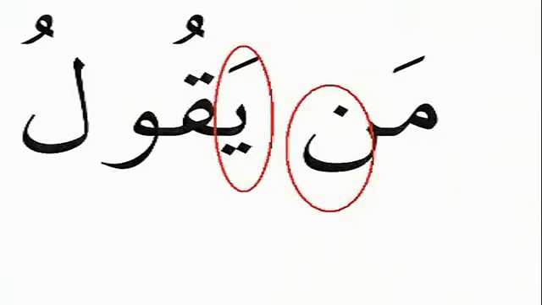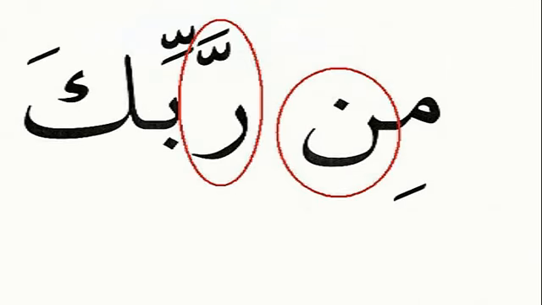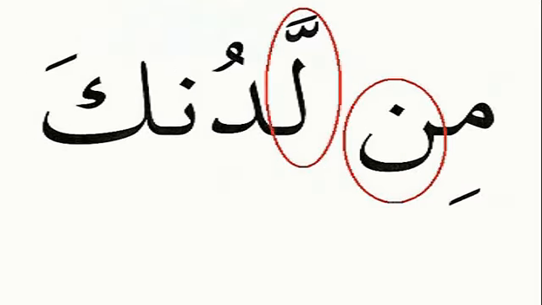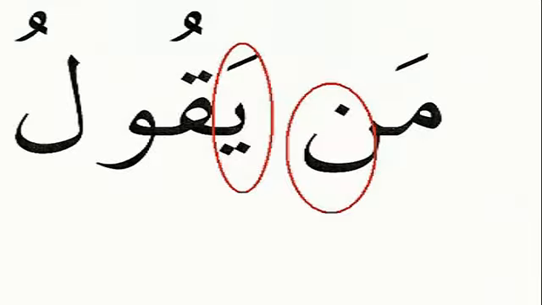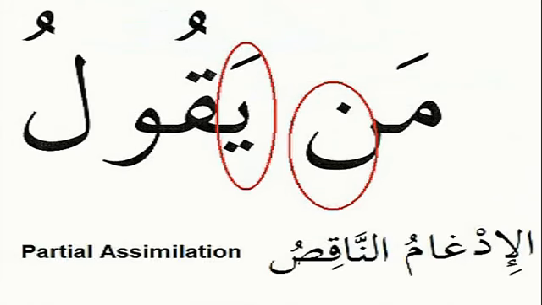The next, noon has no sukoon, but the following letter has no shadda. Here it is partial assimilation. This is complete assimilation. Mir rabbika, noon completely is lost. It becomes ra. If it is followed by lam, it becomes lam, min ladunka. But if there is no shadda, noon has no sukoon, but the following letter has no shadda, it means it is partial assimilation. Idgham naqis.